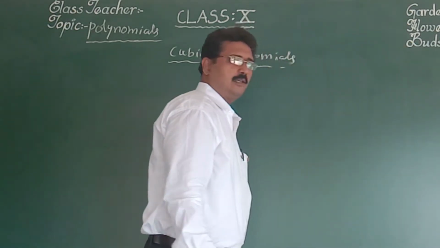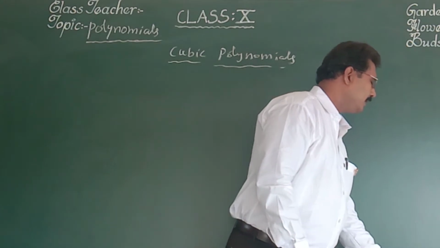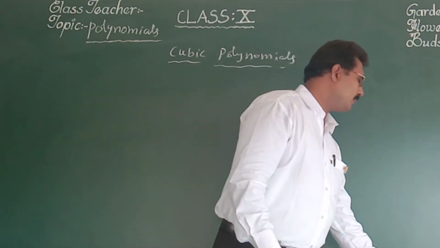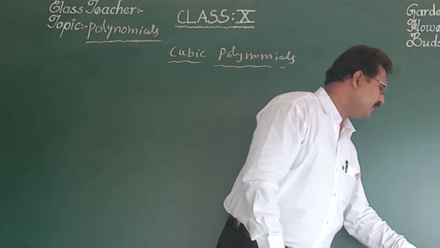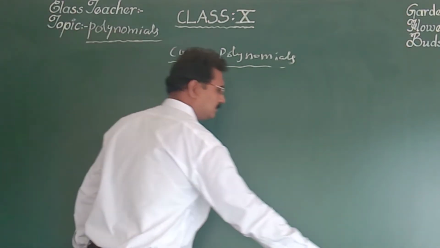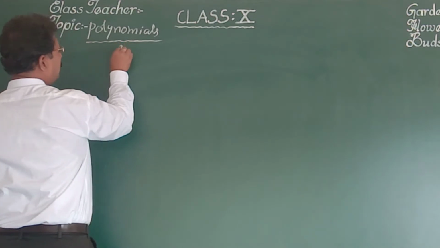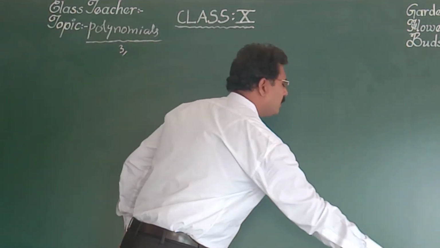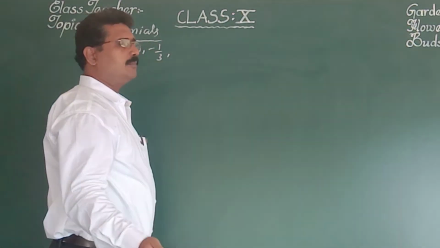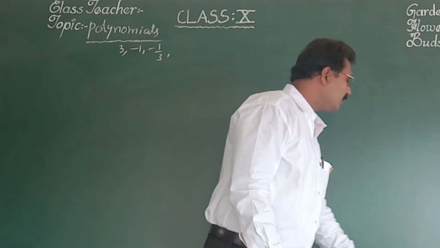Now see one example problem. Please note down the problem. Verify that 3, minus 1, minus 1 by 3 are the zeros of the cubic polynomial.